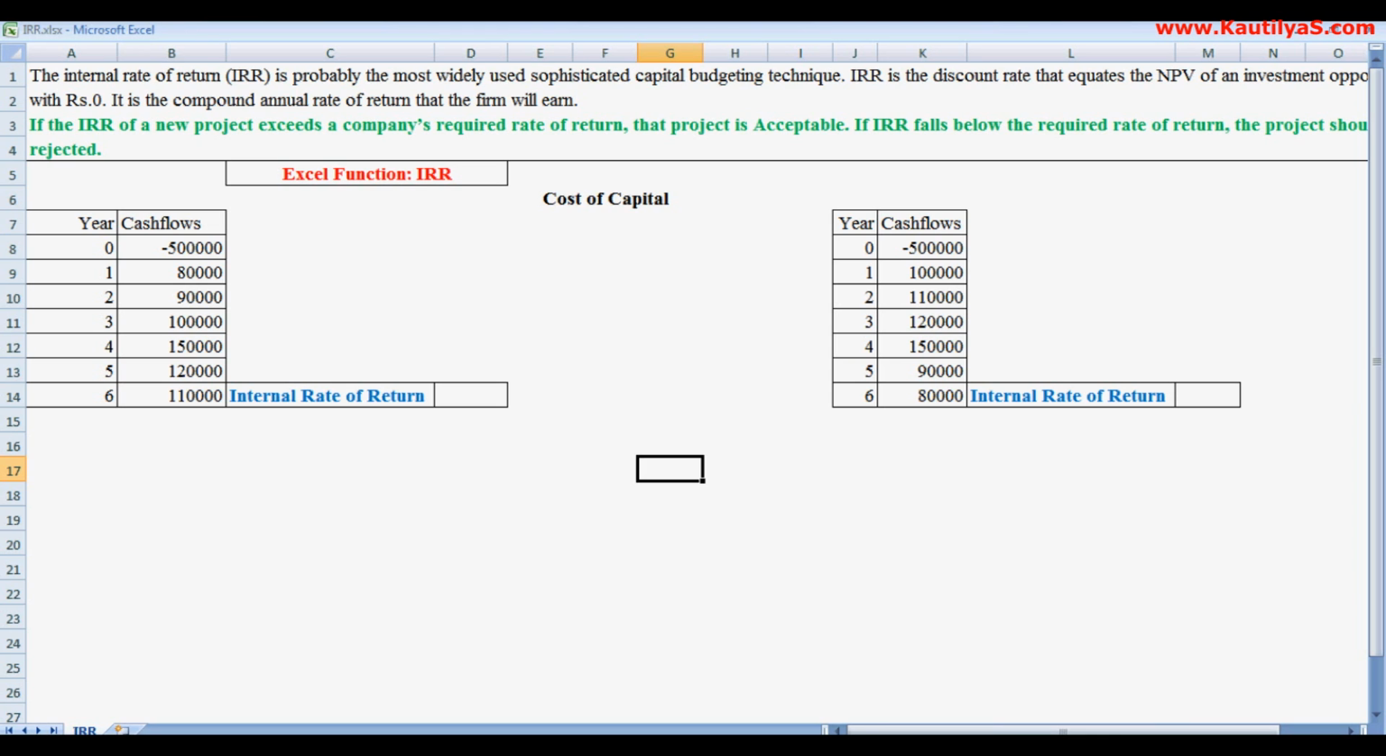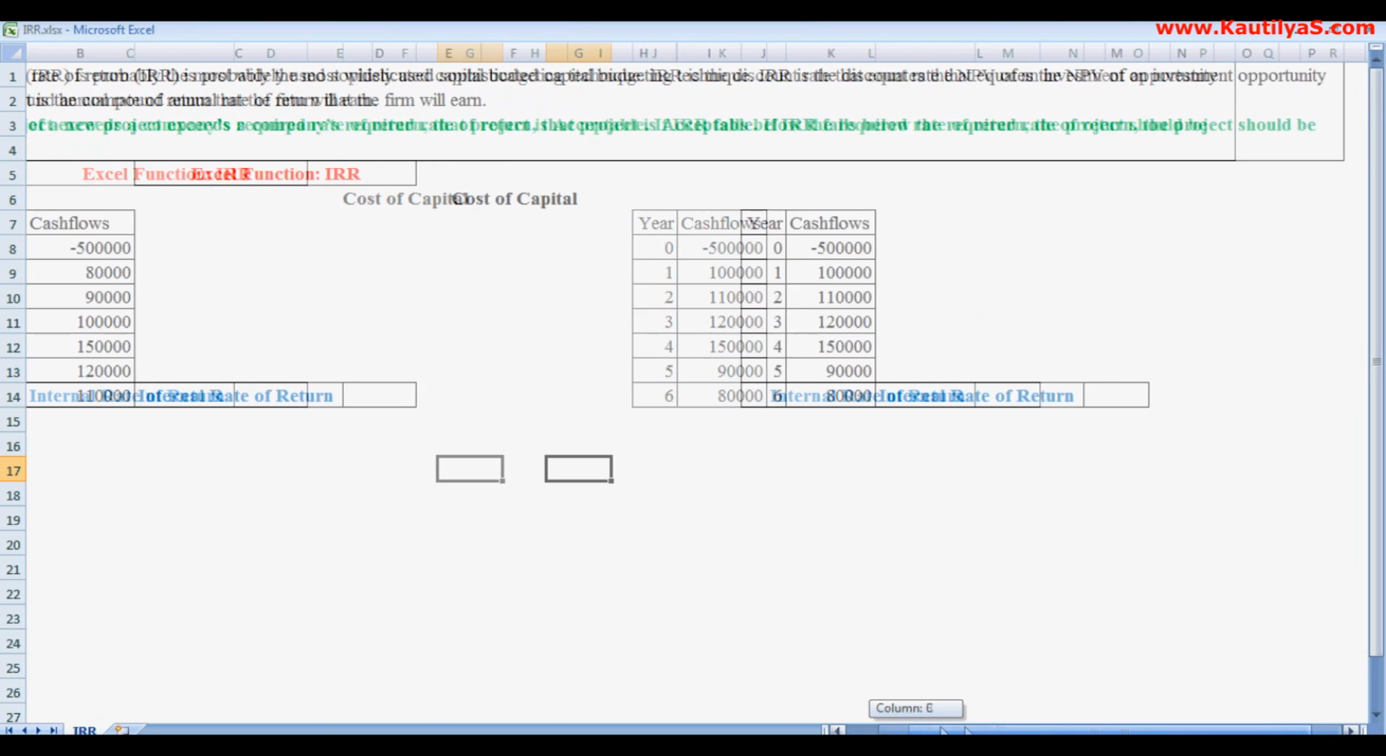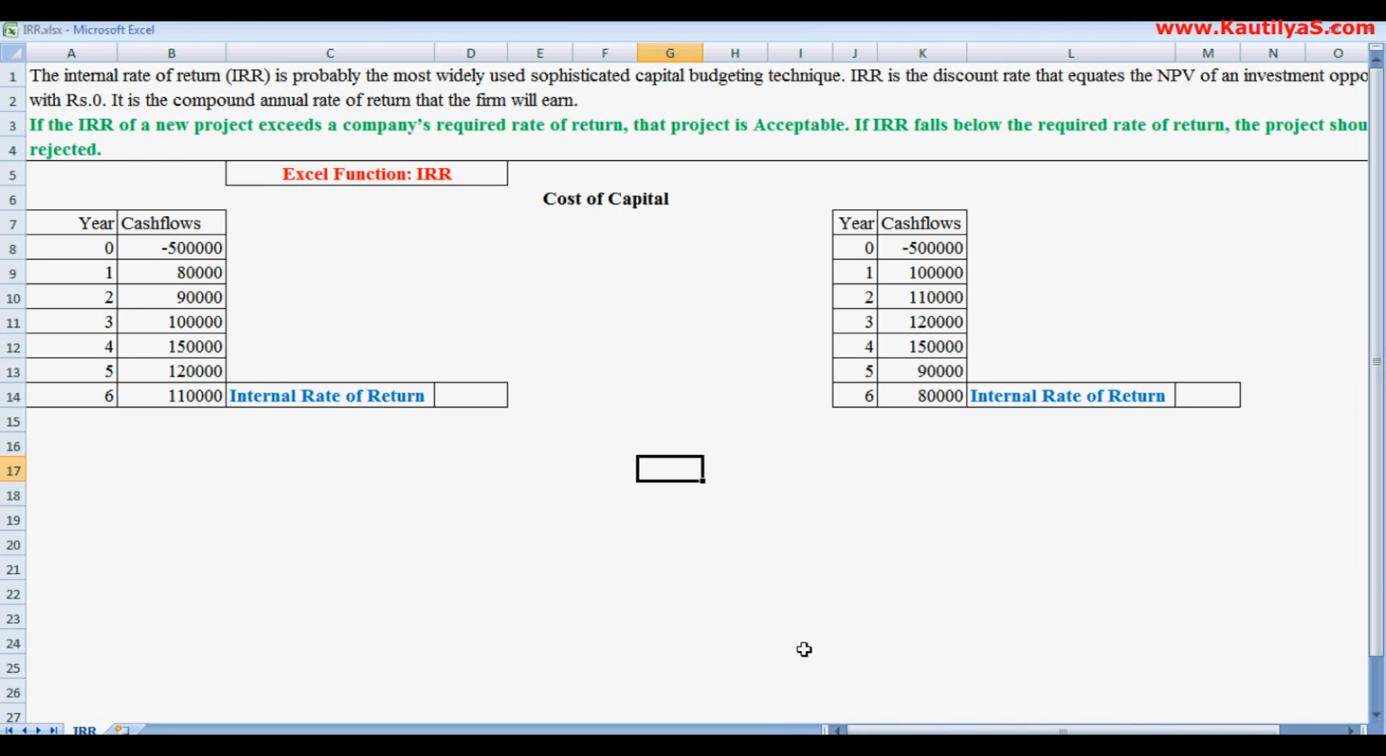IRR is the discount rate that equates the NPV of an investment opportunity with ₹0. It is the compound annual rate of return that a firm will earn. If the IRR of a project exceeds a company's required rate of return, the project is acceptable. If IRR falls below the required rate of return, the project should be rejected.